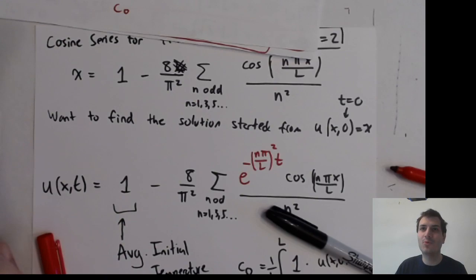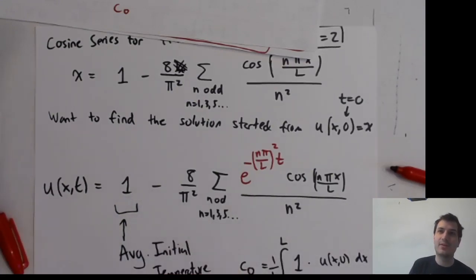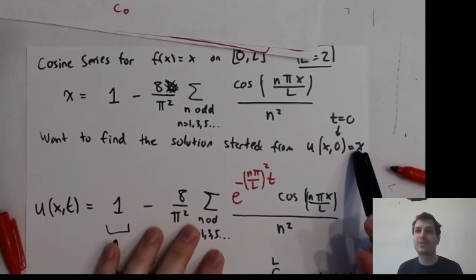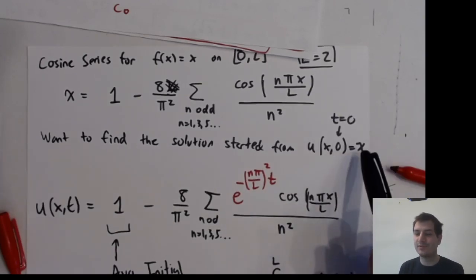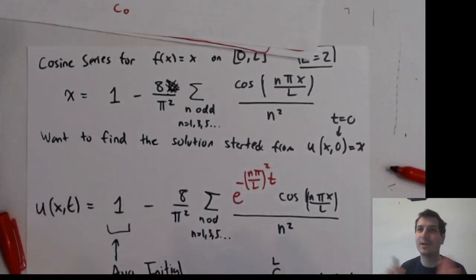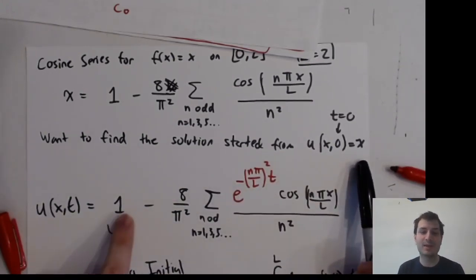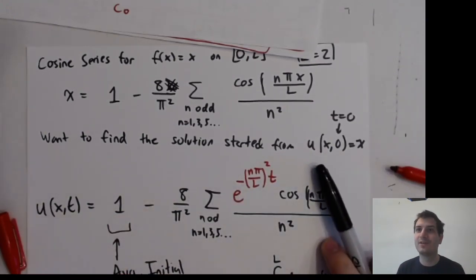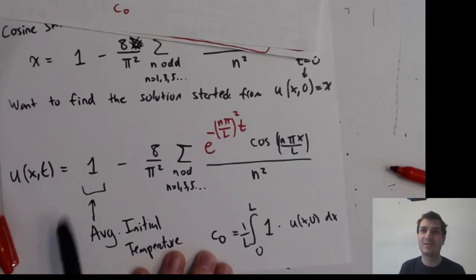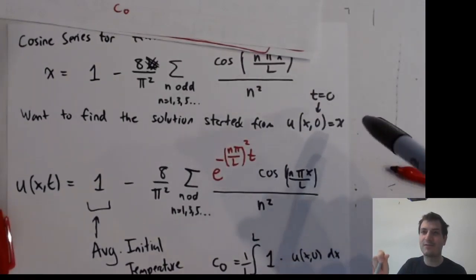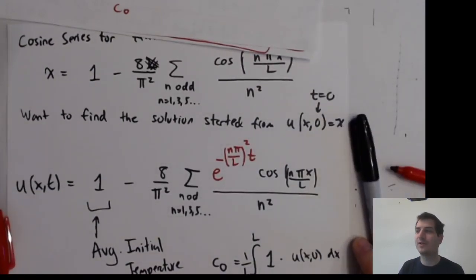The reason it worked out to 1 is because it was the function f of x equals x. So it's a very special function whose average value, the average of x from 0 to 2, is 1. But if it was from 0 to 3, it wouldn't be 1.5. So it's not always L over 2. Don't think that it's this. It's the average of the original function, of the initial value function.